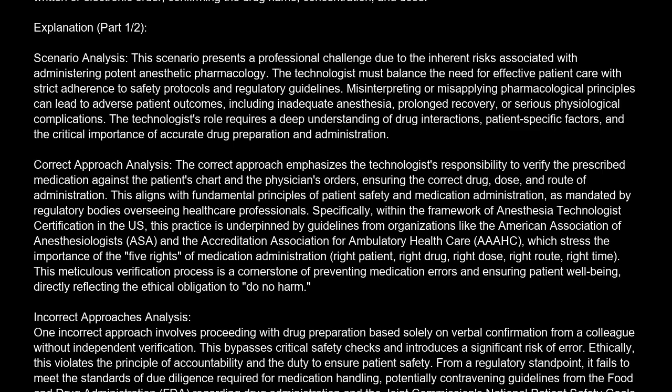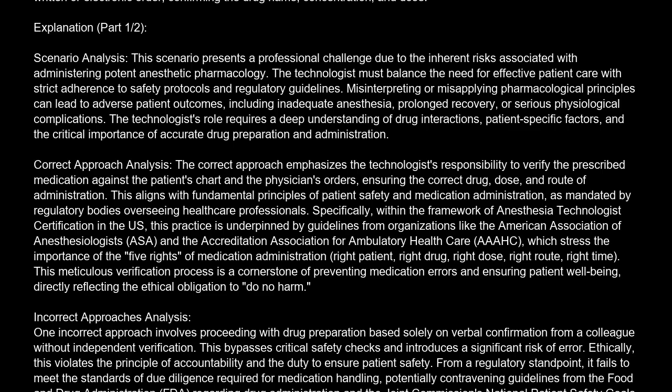Explanation. Scenario analysis. This scenario presents a professional challenge due to the inherent risks associated with administering potent anesthetic pharmacology. The technologist must balance the need for effective patient care with strict adherence to safety protocols and regulatory guidelines. Misinterpreting or misapplying pharmacological principles can lead to adverse patient outcomes, including inadequate anesthesia, prolonged recovery, or serious physiological complications. The technologist's role requires a deep understanding of drug interactions, patient-specific factors, and the critical importance of accurate drug preparation and administration.